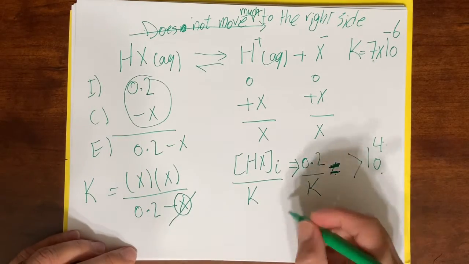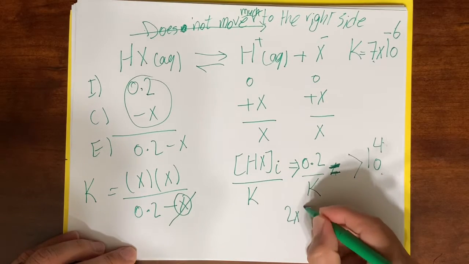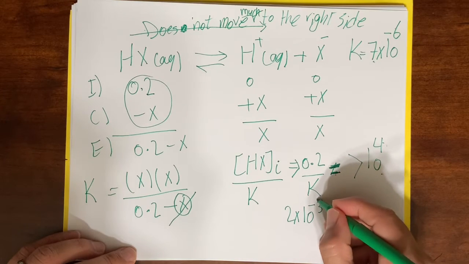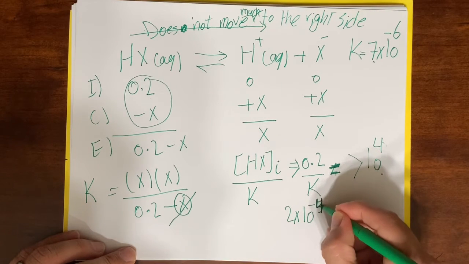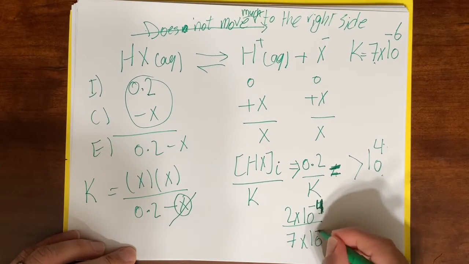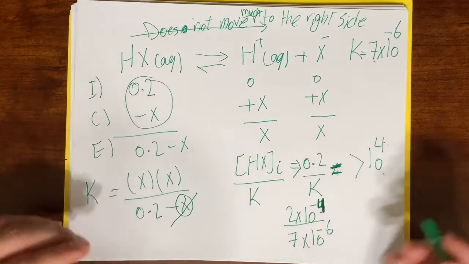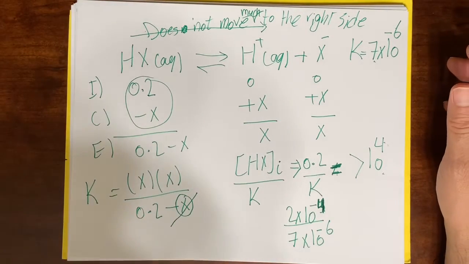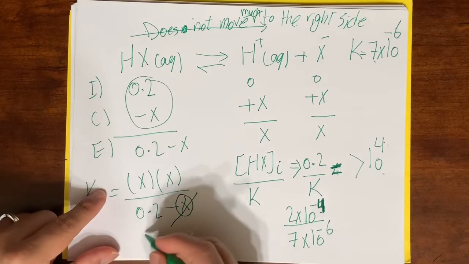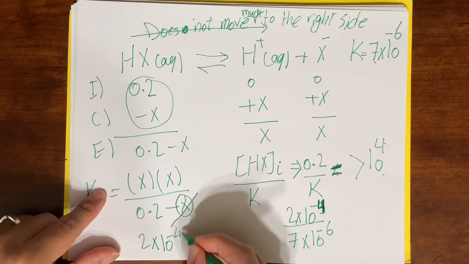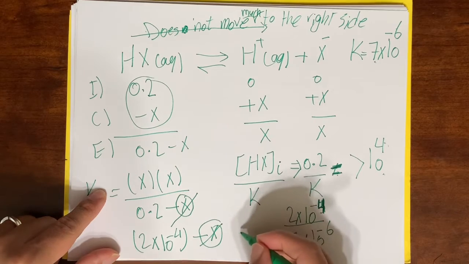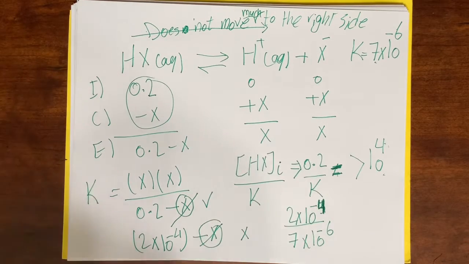How about this? What if the initial concentration was, let's say, 2 multiplied 10 to the power of minus 4, divided by K, which is 7 multiplied 10 to the power of minus 6? That's going to be around 200 times, or maybe maximum 1,000. In this case, you can't ignore x. This is not going to be correct, but that one will be correct.